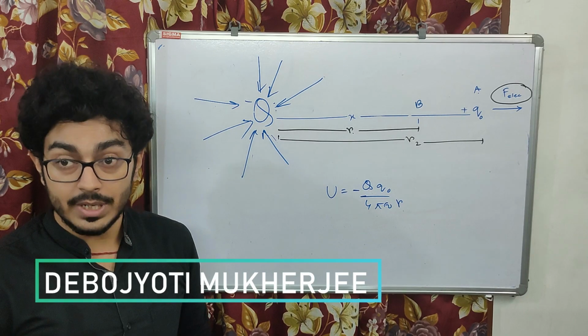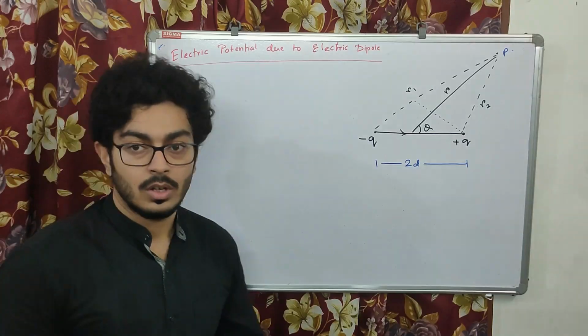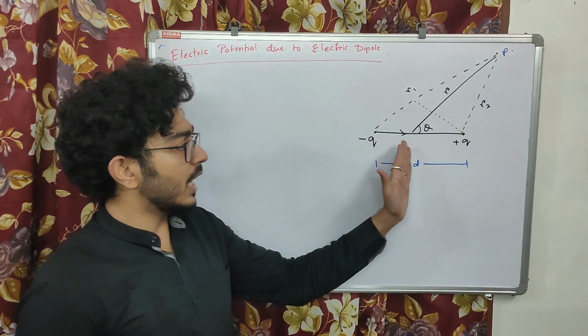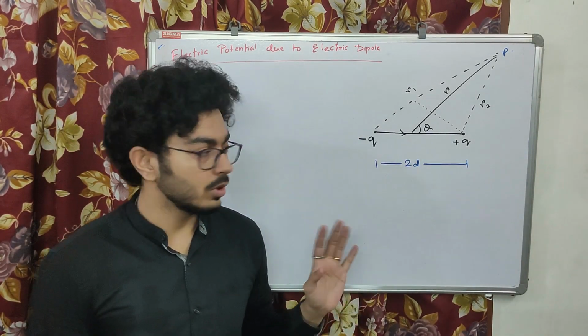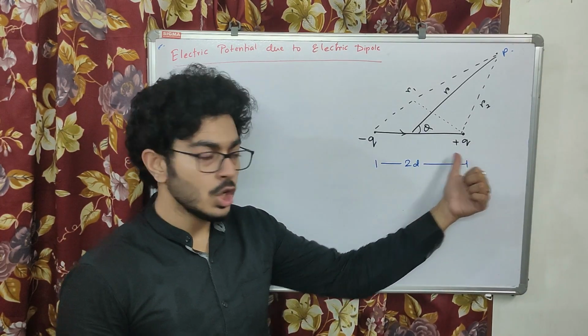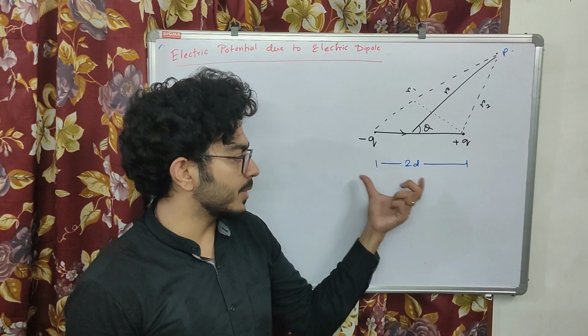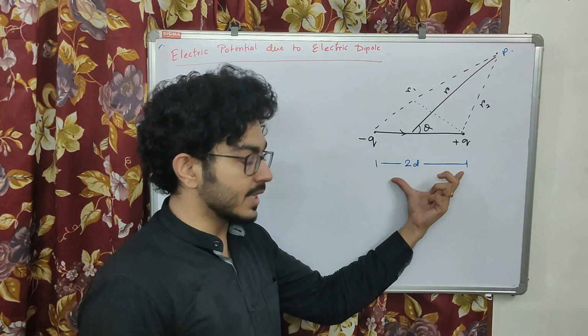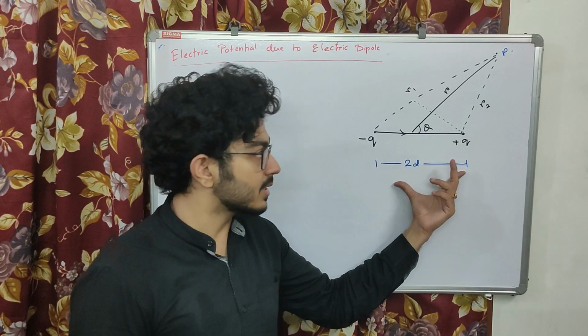Understand dipole, electric potential due to dipole. Okay, so here we see a short dipole, an electric dipole. Here is the negative charge and here the positive charge. Both of these charges are opposite charges, separated by a distance of 2d, right? They are separated by 2d distance.